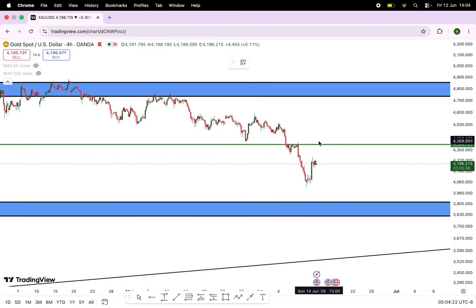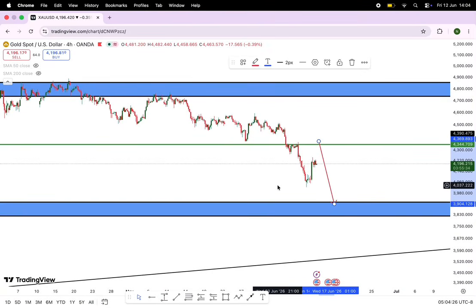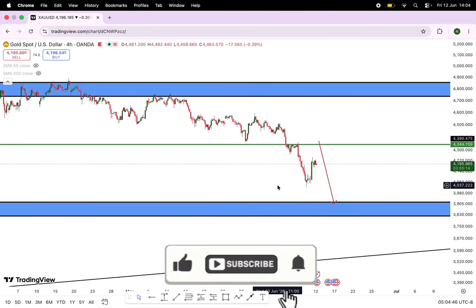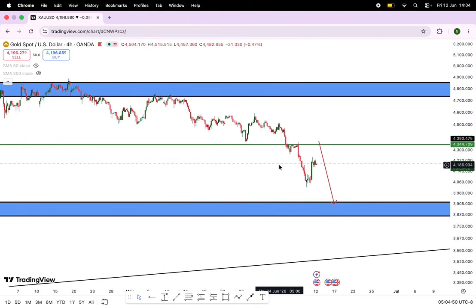All things being equal, if this level does hold, I'm seeing that gold is going to drop all the way back down to $3,900 an ounce, which was our prime target for shorting gold. So once again, what I need to see is a pullback towards $4,390 an ounce, and once that gets in, I'm looking to short this guy all the way back down to $3,900 an ounce, and that's just that for gold.